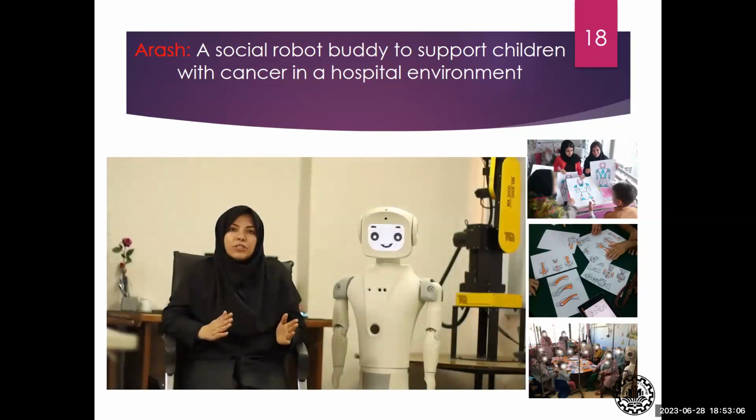Studies show that children with cancer experience emotional distress during their treatment and chemotherapy, and this distress can reduce the efficiency of the treatment, and our goal is to decrease this distress.